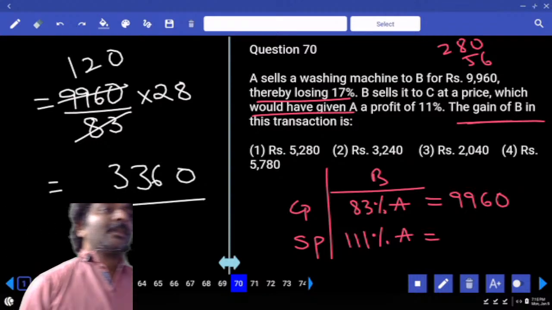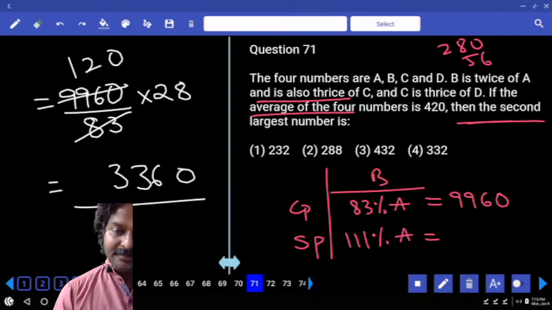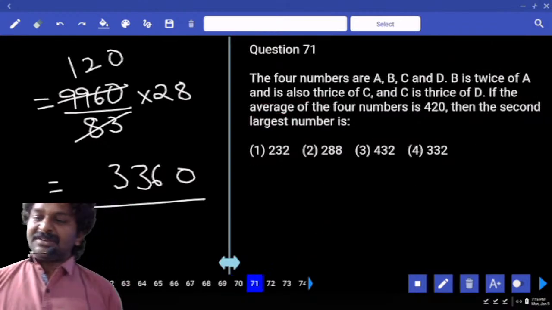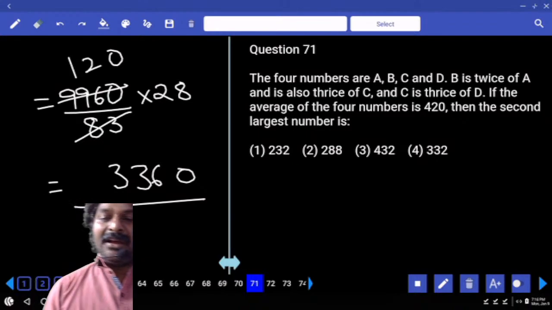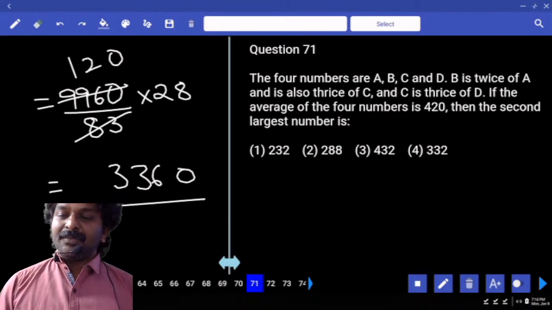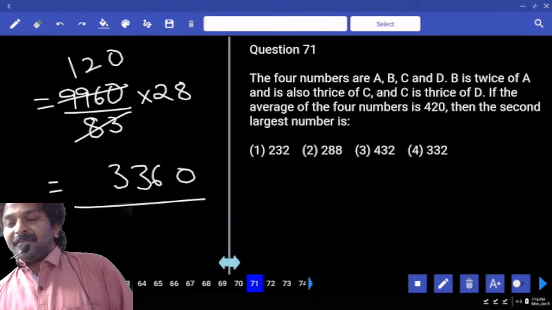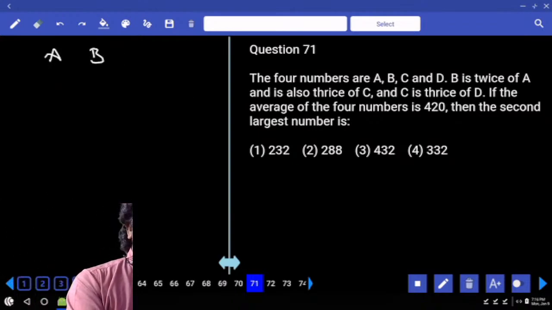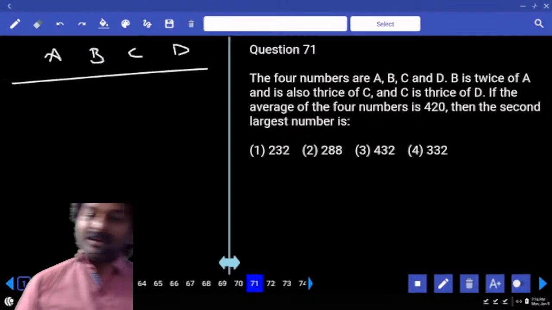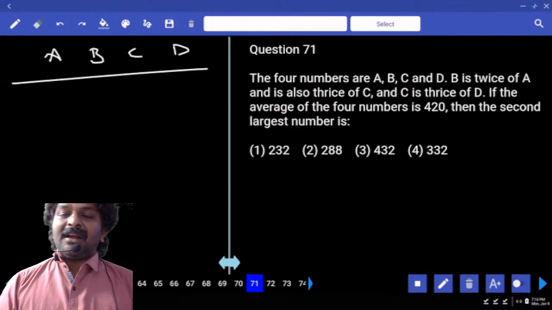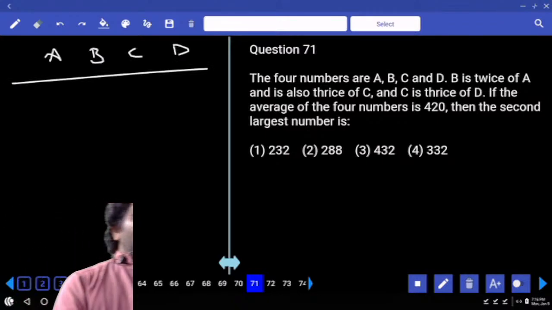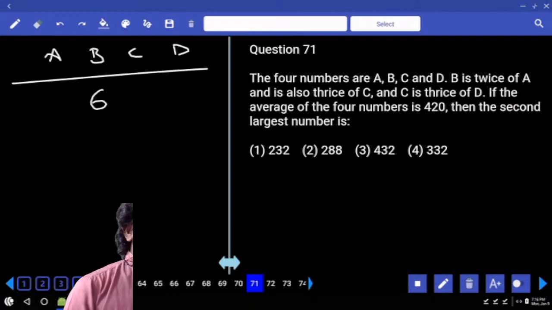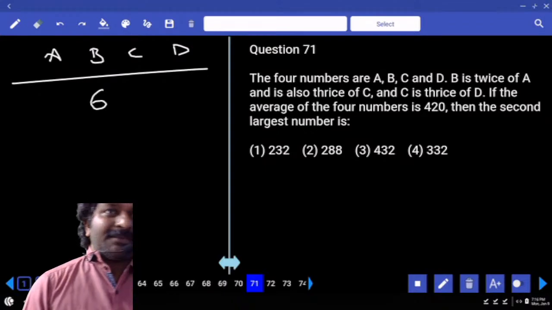Over. Come on. Right. 4 numbers A, B, C, D. B is twice that of A, and also thrice that of C. C is thrice that of D. Okay. Right. Now, here A, B, C, D. These values we have. B is twice of A and also thrice of C. B is 2 times and then 3 times. So, it has to be 6 times I am taking.